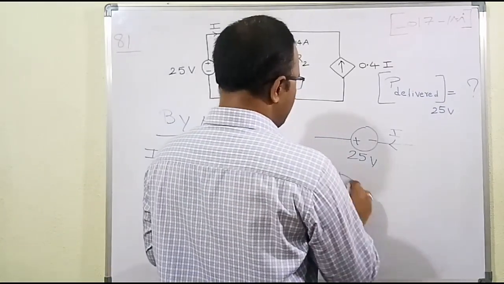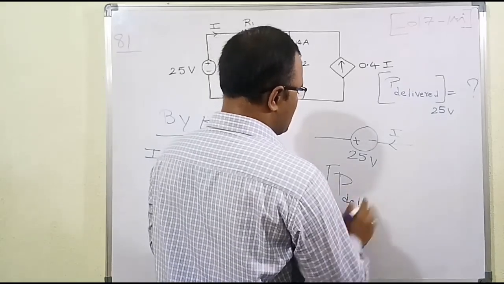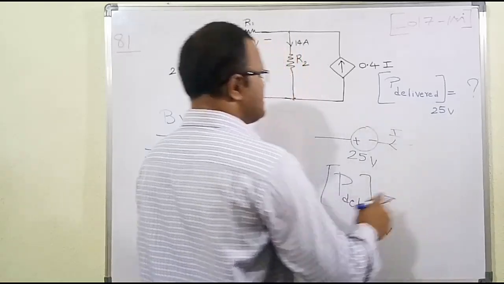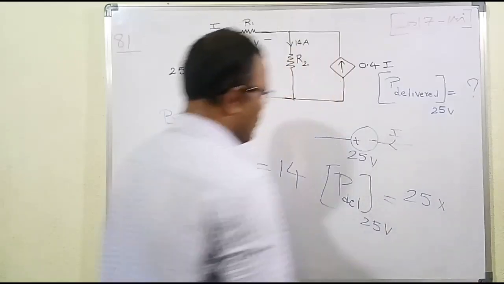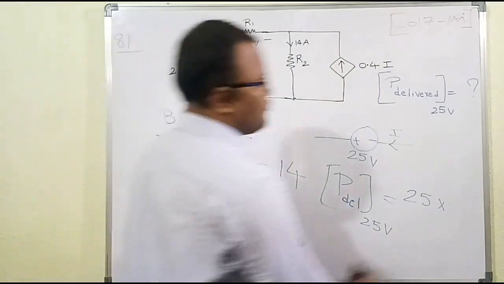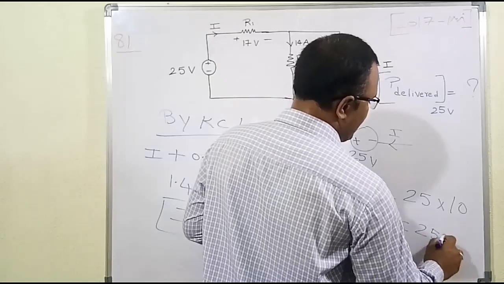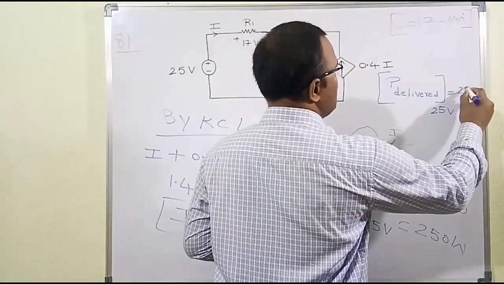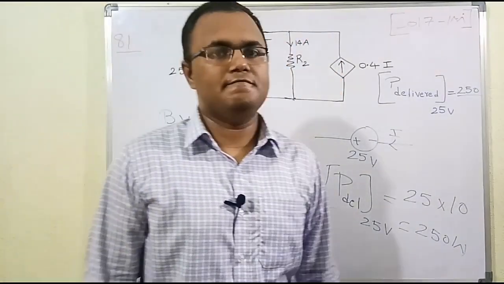So the power delivered by the ideal voltage source, which is 25 volt, is equal to voltage into current. The voltage is 25 volt and the current I, which we already know, is 10 ampere. So 25 into 10 is equal to 250 watt, which is the required answer. Therefore, the power delivered by the ideal voltage source is 250 watt. This is the required solution of this numerical.